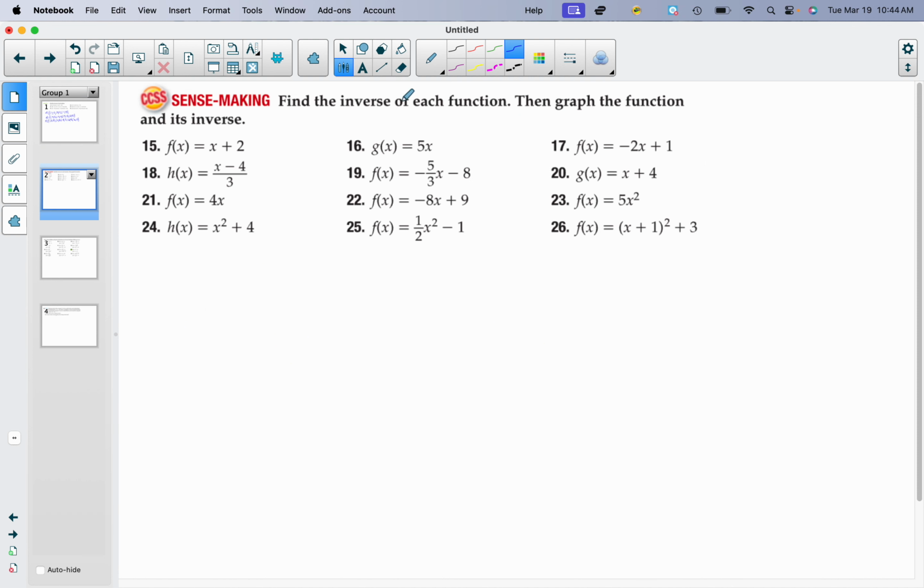For the next one, you're asked to find the inverse and then graph the function and its inverse. So for number 16, we've got g of x equals 5x. One of the options, remember I said you could just undo it. So what's the inverse of multiplying by 5? Dividing by 5. So g inverse of x would just be x divided by 5, which is the same as 1/5 x. So that was one option.